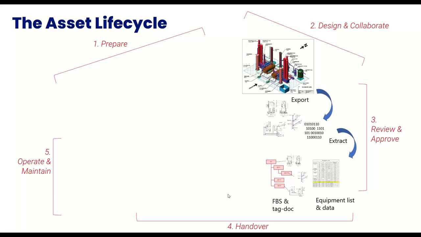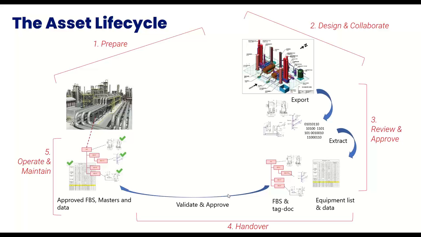Then in the review and approve phase, we can extract from that data actually more meaningful information. So building a facility breakdown structure, relating documents to the different elements in the facility breakdown structure, what we call the tag doc relation, with the tag being a reference to the tag plates, the tag number plates you find on many pieces of equipment. Also equipment lists and data, so actually making meaningful information from the data that we extract from the design information. Then that meaningful information we can validate and approve, and then this information can become available for the facility management phase of the life cycle, operating and maintaining your facility.